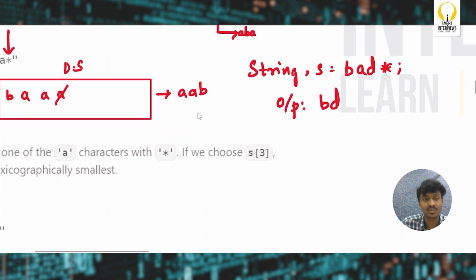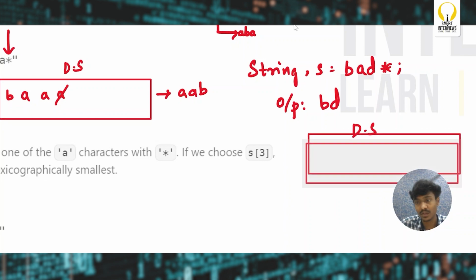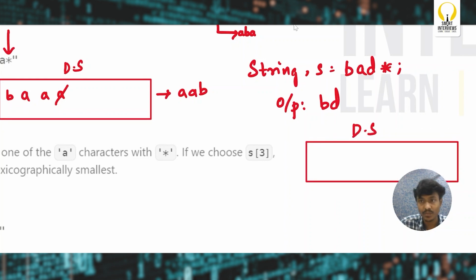Let's do the same thing that we have done for the previous example. So assume that there is some data structure here which will do our requirement. Now when you find this B, you're going to put B.